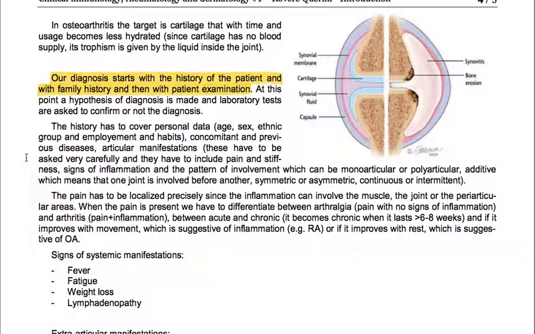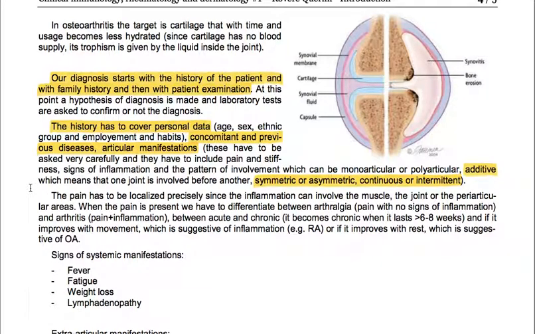The history has to cover personal data, age, sex, ethnic group, and employment and habits, concomitant and previous diseases, articular manifestations. These have to be asked very carefully, and they have to include the pain and stiffness, signs of inflammation, and the pattern of involvement, which can be monoarticular or polyarticular. Additive, which means that one joint is involved before another. Symmetric or asymmetric, continuous or intermittent.